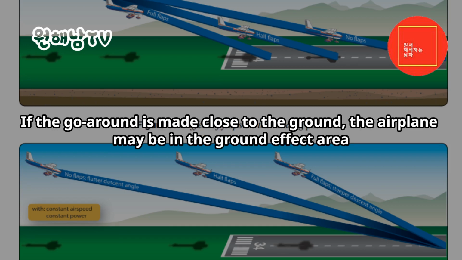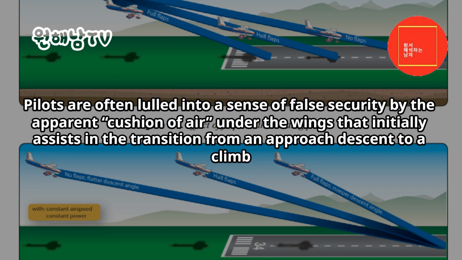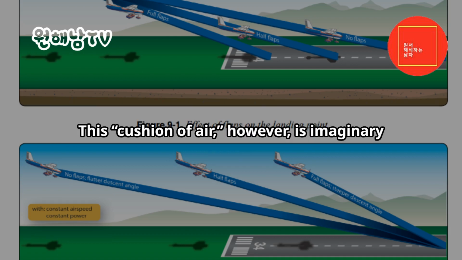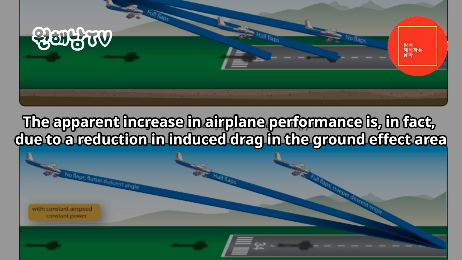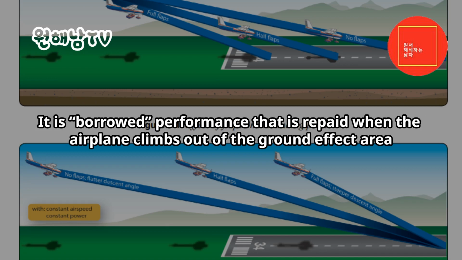If the go-around is made close to the ground, the airplane may be in the ground effect area. Pilots are often lulled into a sense of false security by the apparent cushion of air under the wings that initially assists in the transition from an approach descent to a climb. This cushion of air, however, is imaginary. The apparent increase in airplane performance is, in fact, due to a reduction in induced drag in the ground effect area. It is borrowed performance that is repaid when the airplane climbs out of the ground effect area.